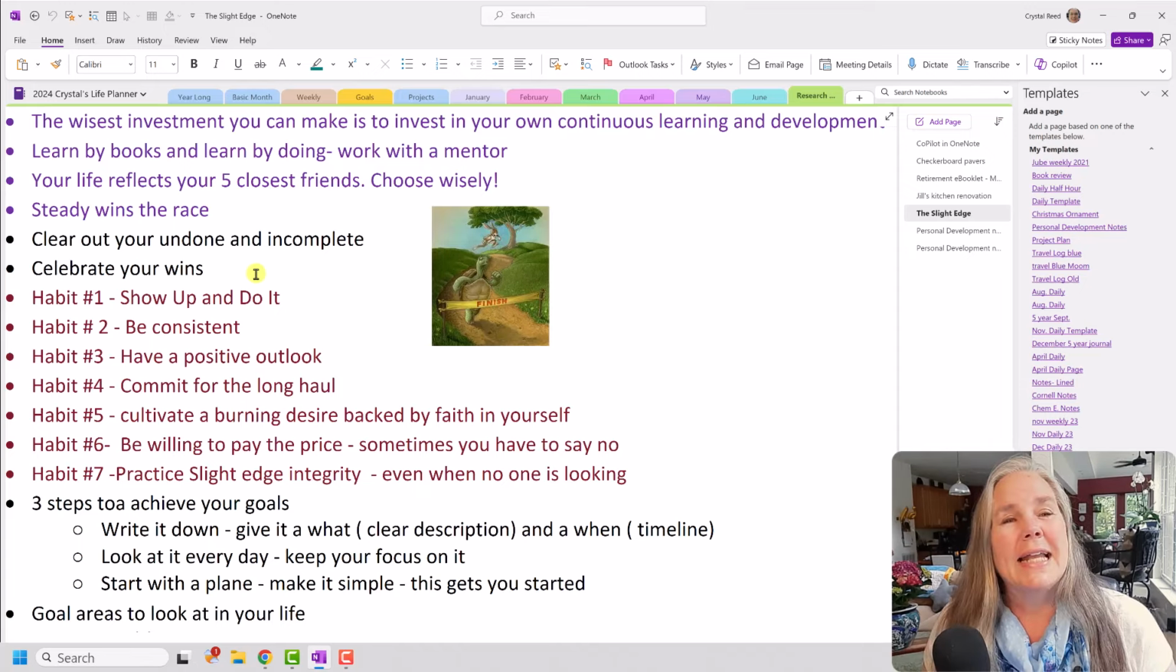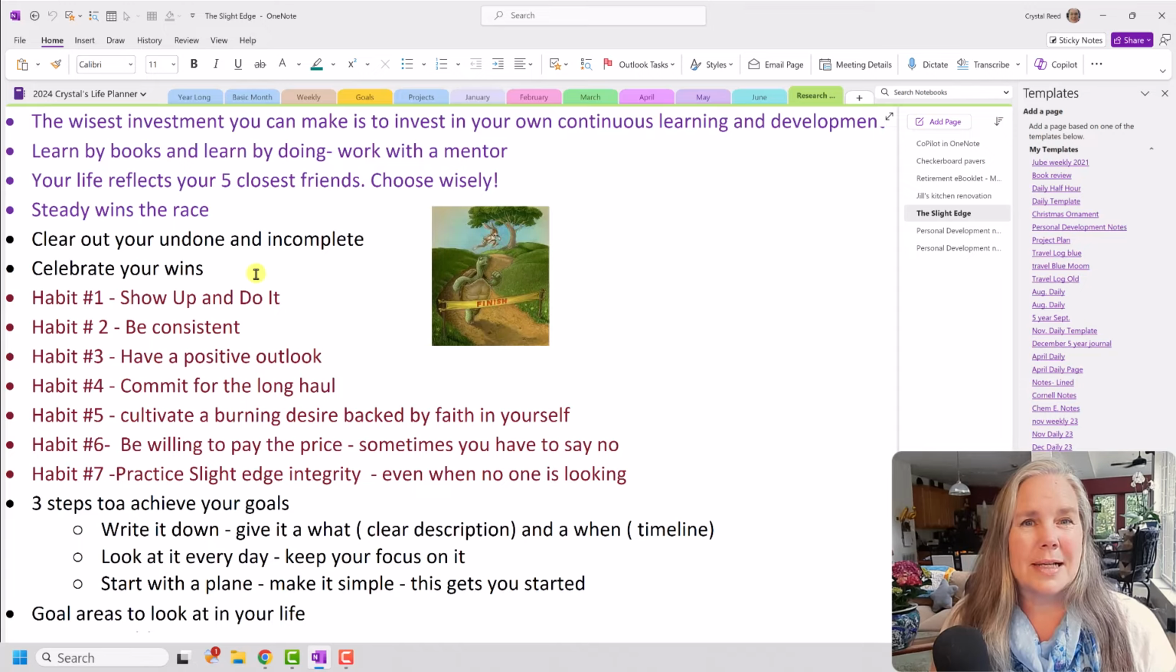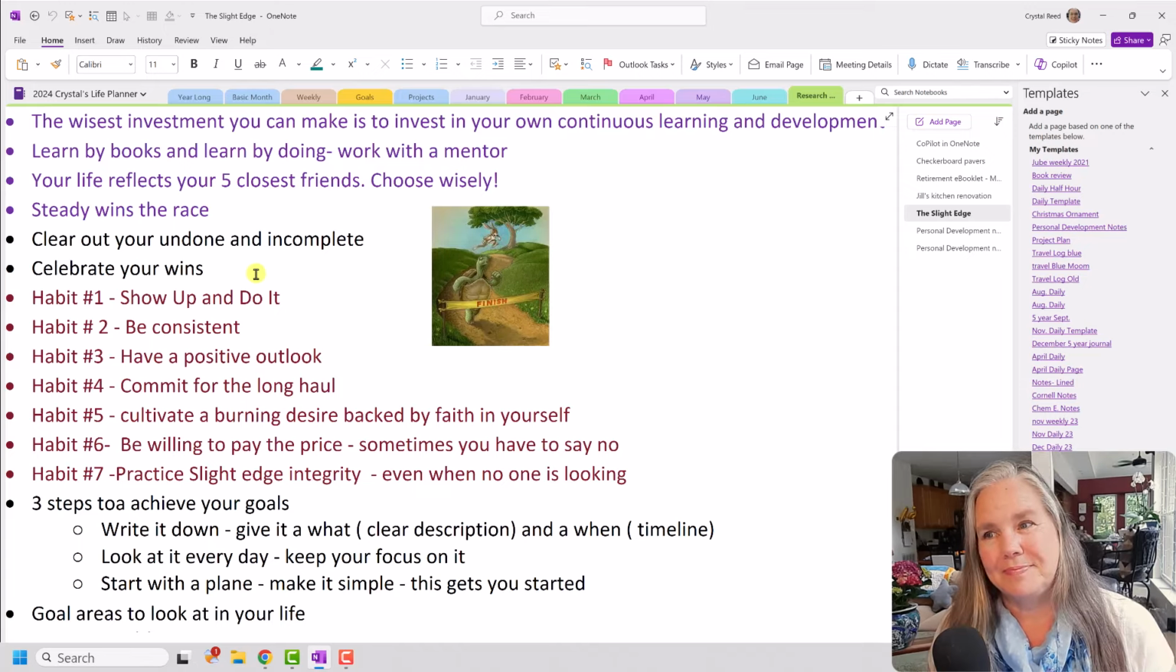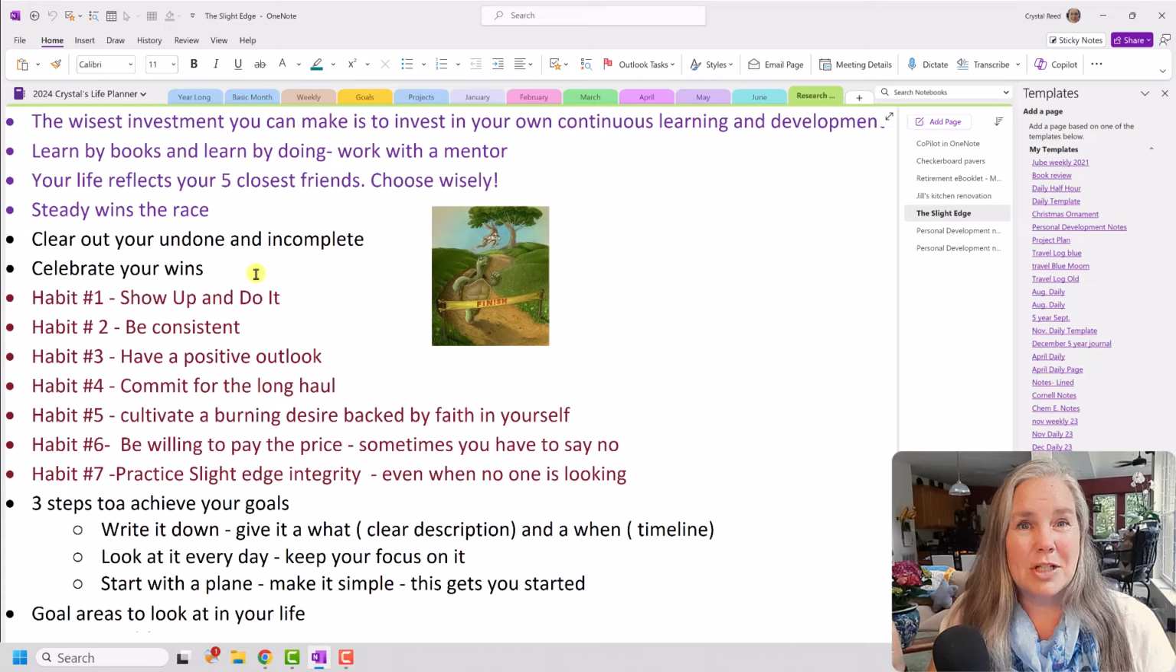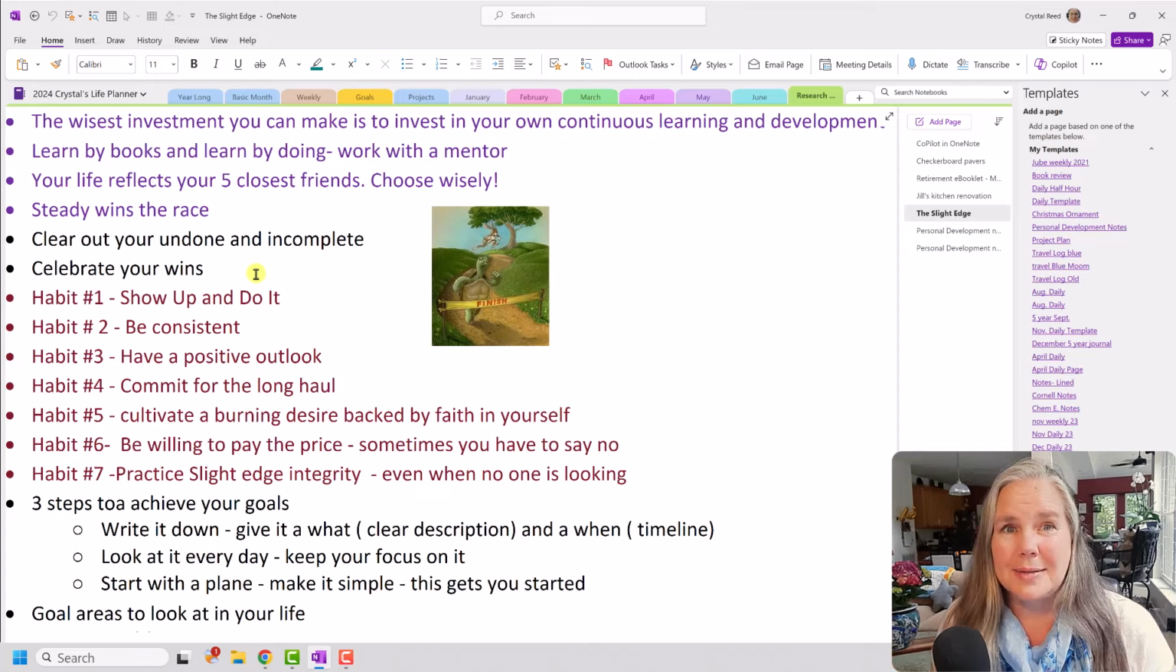Okay? Now we get to the 7 habits of this whole process called the slight edge. Habit number 1, show up and do it. Those are those little mundane things that he was talking about. Reading every day, journaling, writing things down, show up, put in the work. Number 2, be consistent, right? We all know what consistency means. Working at it. Number 3, have a positive outlook. We talked about that earlier.